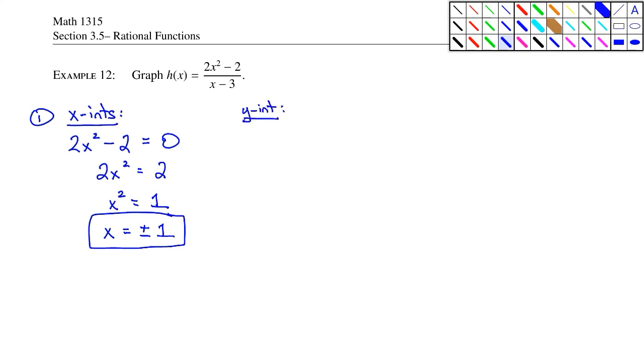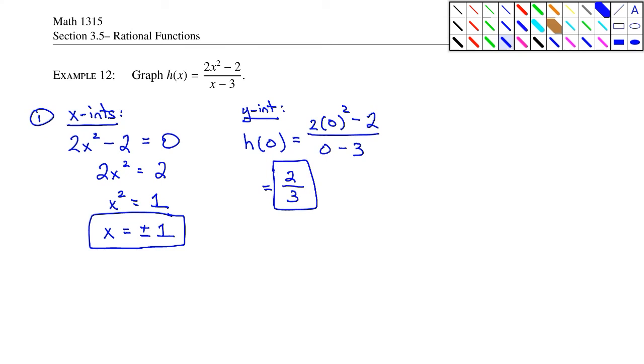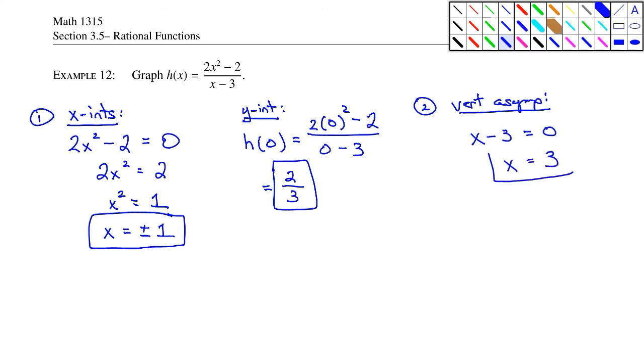Next, let's find the y-intercept. That's when x is equal to 0. So I'll plug in h of 0. So it would be (2 times 0 squared minus 2) over (0 minus 3), which is 2/3. Step 2, find the vertical asymptote. So we take the denominator, set it equal to 0, and solve for x. So it's x equals 3.